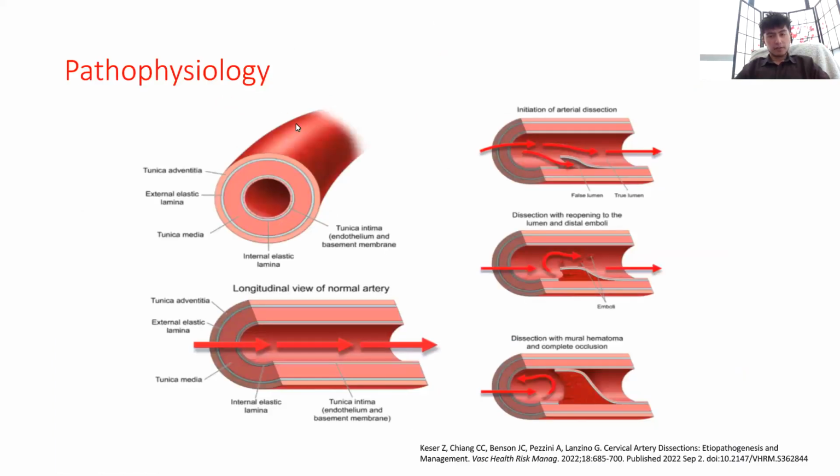I will quickly talk about pathophysiology. There are layers of the arteries: tunica adventitia, tunica media, tunica intima, and between them the external elastic lamina and internal elastic lamina. And it can be caused in many ways. It can be caused by a false lumen, like you can see here, and it can cause an intramural thrombus, intramural hematoma, and complete occlusion. And I will talk about that later.